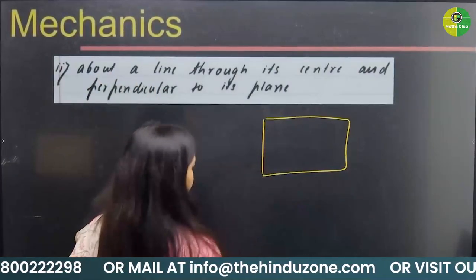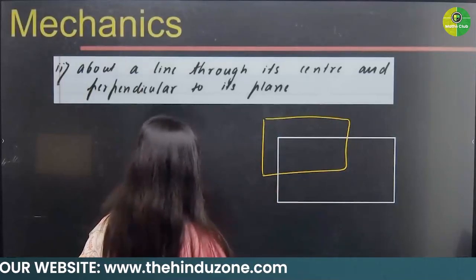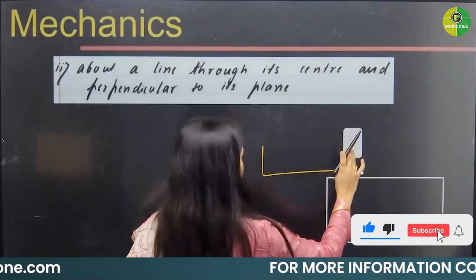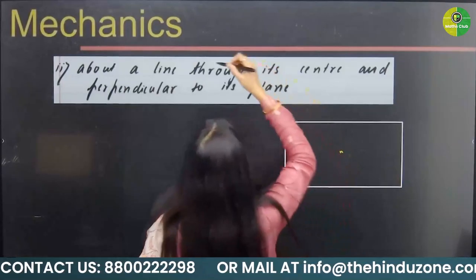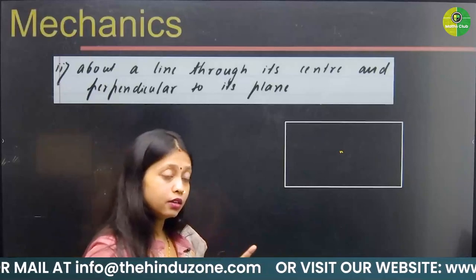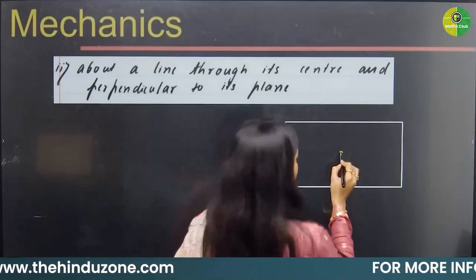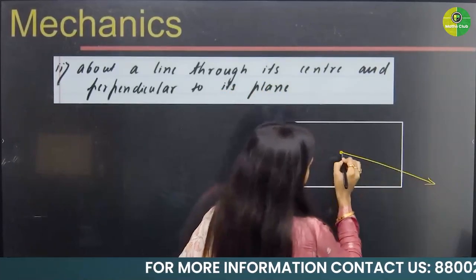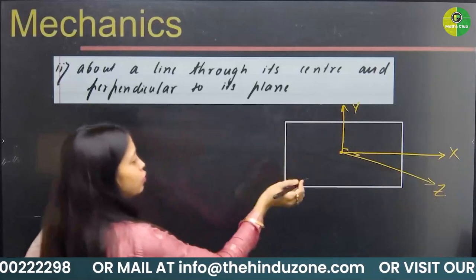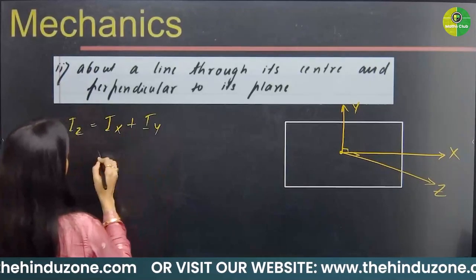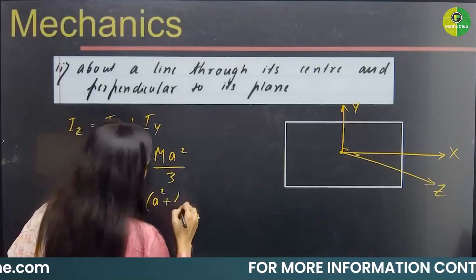Now, rectangular lamina about a line through its center. Now this is very important: the intersection of all these mutually perpendicular lines should be a single point. Only then can I apply this. So it is also passing through the center and perpendicular to its plane. This is perpendicular to the x-axis as well as the y-axis. We know with respect to x, we know with respect to y. So Iz is equal to Ix plus Iy, that is equal to Mb square by 3 plus Ma square by 3. This is M by 3 times a square plus b square.